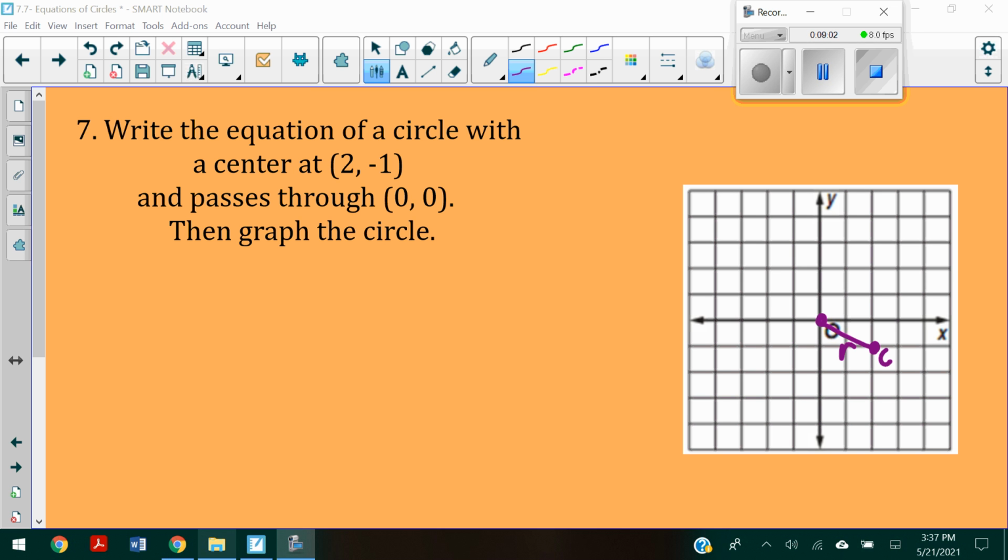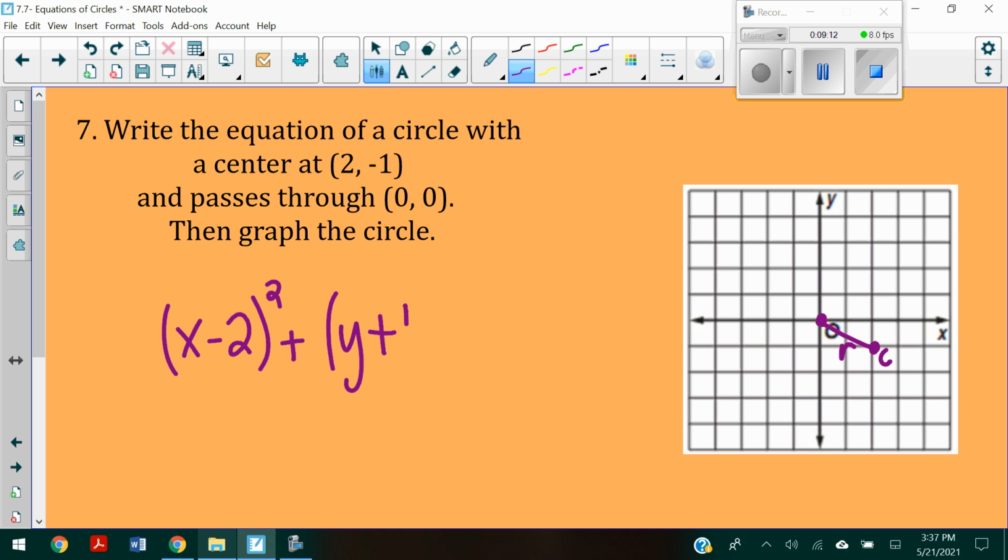So when you go to write your equation, we have x minus 2, because it's the opposite, squared, plus y minus negative 1 turns into plus 1 squared. Now remember, we said that the radius is the square root of 5. So when we square a square root, that becomes just the 5. But we need to use the approximate for graphing.